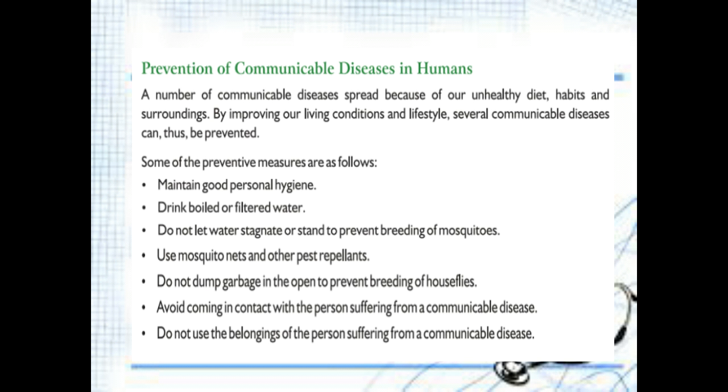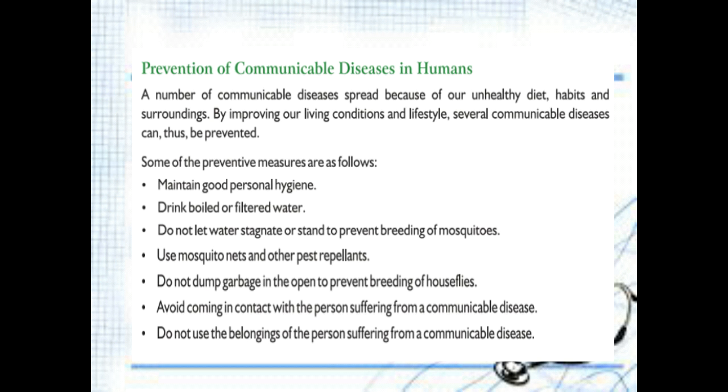Water in the drainage will also cause mosquitoes to breed. So our drainage should be clean. Use mosquito nets and other pest repellents, and do not dump garbage in the open, to prevent the breeding of houseflies. We should not dump garbage in an open place. We should put the garbage in the particular place provided, right?